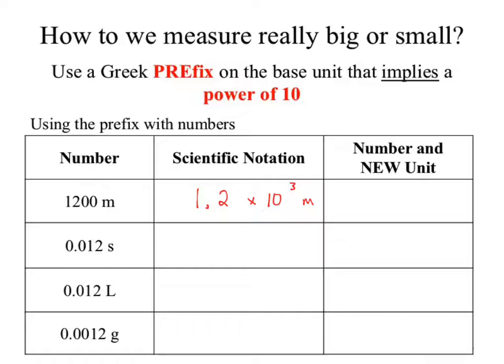My number and new unit, all I have to do is lop this section off and interpret it as far as the alphabet goes. So I end up with 1.2. What was our symbol for 10 to the third? Kilo, which means k. Did I do anything to the core unit? Nope, it stays there. My new number and unit becomes 1.2 kilometers. Simple. Do the next 3.